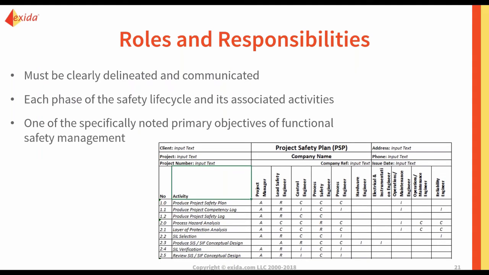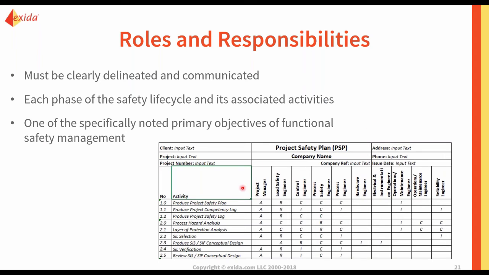So A, making sure that they're clearly delineated and communicated, and B, making sure that they're present for each phase of the safety lifecycle and all of those associated activities, really is the requirement for providing that overall roles and responsibilities. And it's specifically noted as one of the primary objectives for functional safety management. So it's specifically called out within the standard as a requirement.